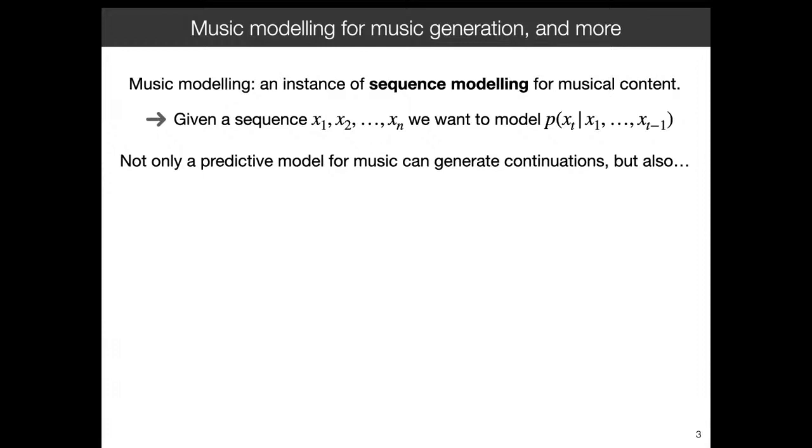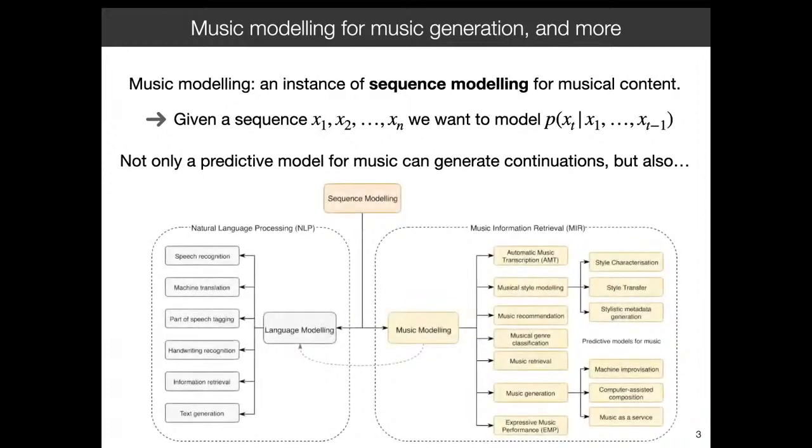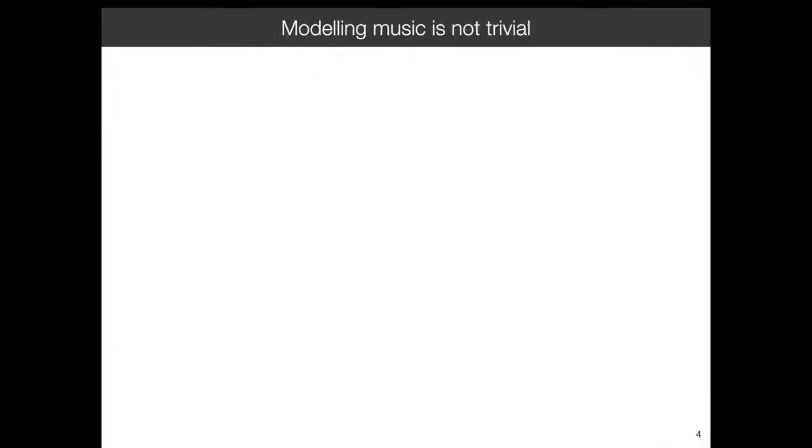For instance, improving the performance of a music model would not just benefit music generation, but also impact several tasks in music information retrieval, such as automatic music transcription and style transfer. This is analogous to the language modeling problem for the field of natural language processing. From a technical perspective, music is more complex than text, and this is why modeling music is not so trivial.